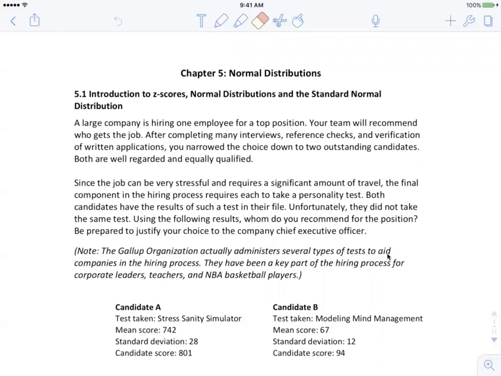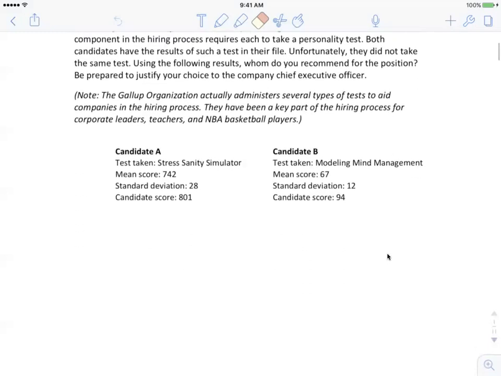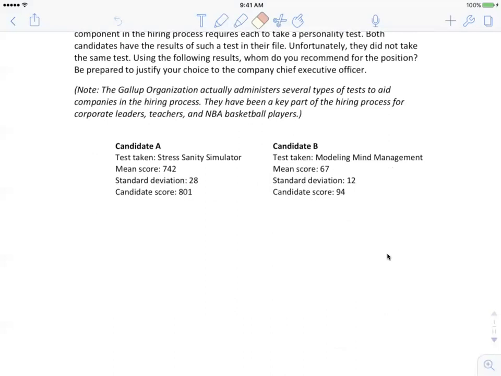So to start things off, I would suggest giving this problem a try on your own by hitting pause and just reading through it, and then make a decision about candidate A or candidate B. Basically, there are two candidates that have taken different tests, and you're deciding based on those tests which one you would hire. So give it a go, and then I'll continue.